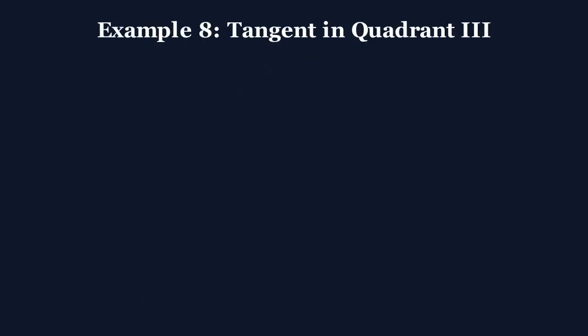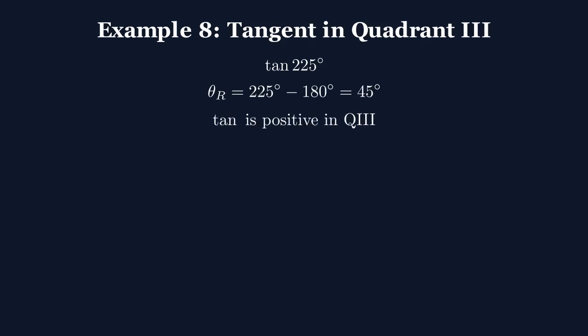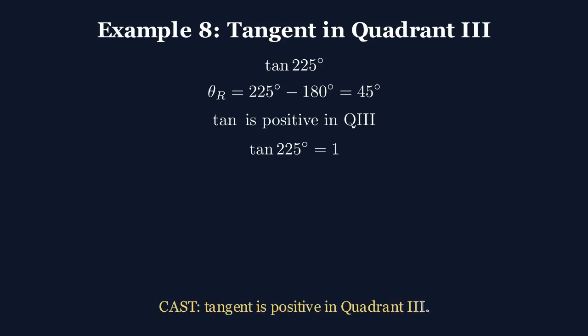Example 8. Find tangent 225 degrees. 225 degrees is in quadrant 3. The reference angle is 45 degrees. Tangent is positive in quadrant 3. Tangent 45 degrees is 1, so tangent 225 degrees is 1.